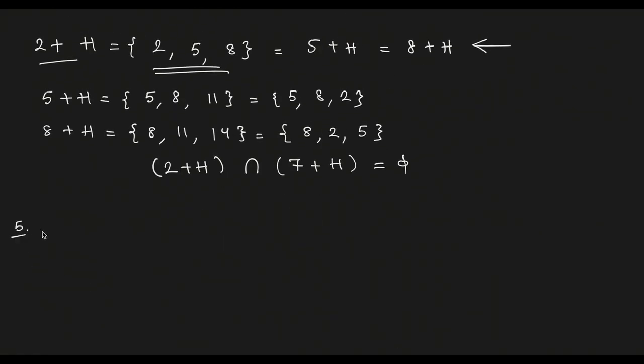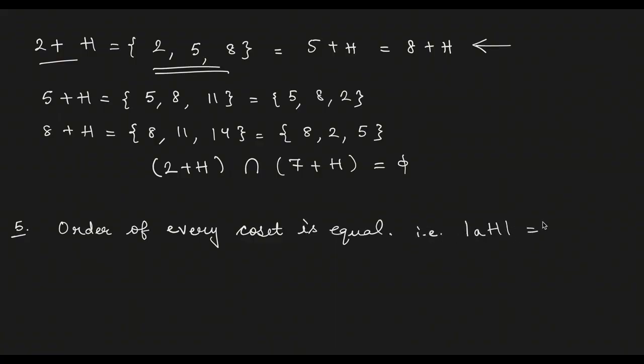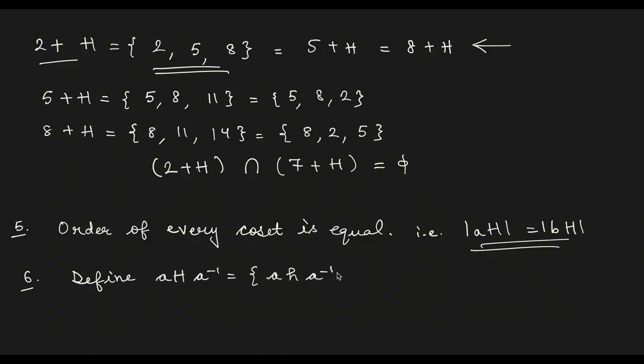Next, the order of every coset is equal. That is, the order of aH is equal to the order of bH. Means if there are two different cosets, then their orders are equal. Next, define aHa inverse, which is equal to aha inverse such that h belongs to H.